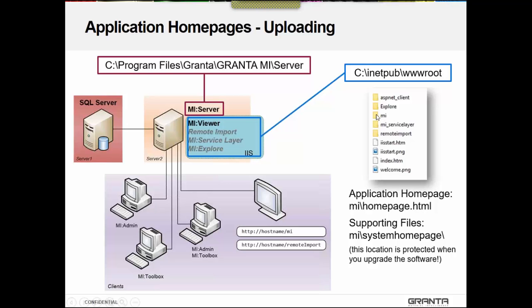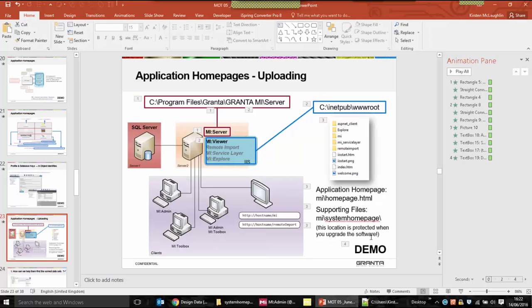So in that MI folder, I'm going to add that application homepage that I created, as well as all of those supporting files, in a system homepage folder. Now, that system homepage folder can actually be kind of handy anyway because it's protected when you do an upgrade. So you can put things in there that need to be protected, or if you have a particular image or something like that that you don't want to be deleted, it's worth it to keep that location in mind. So let's go to my system homepage.